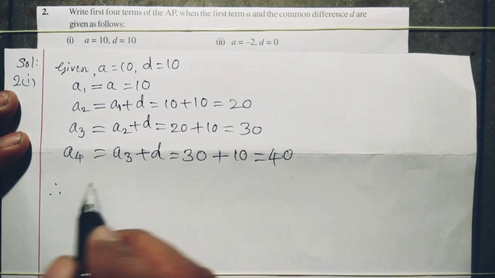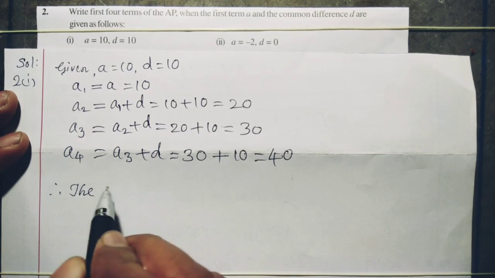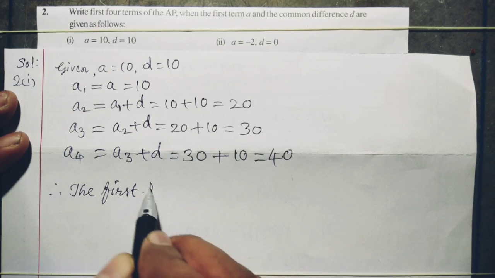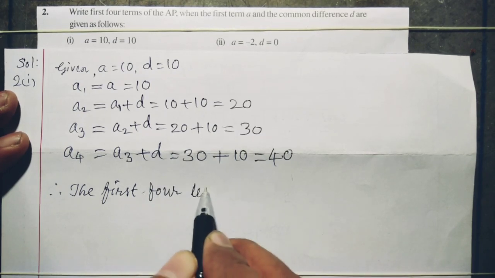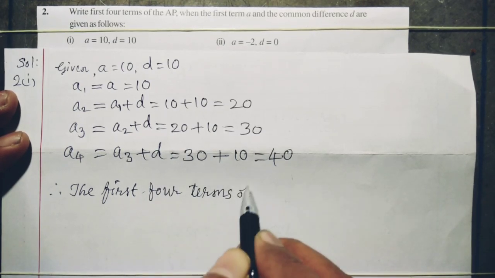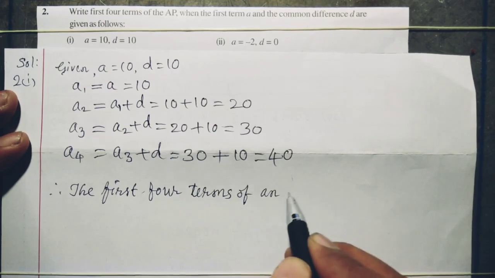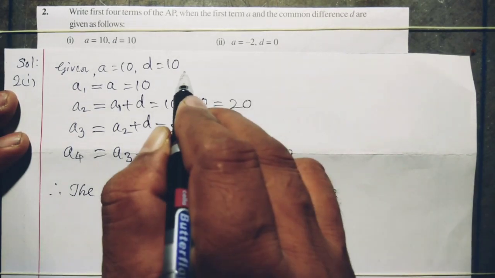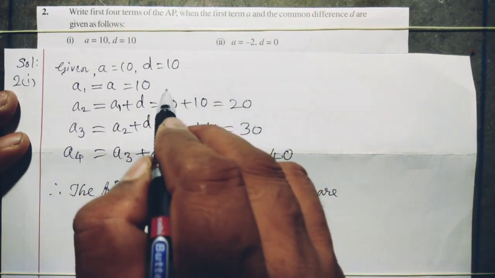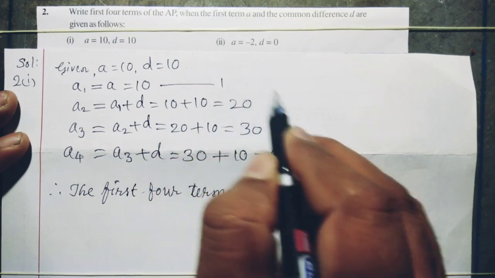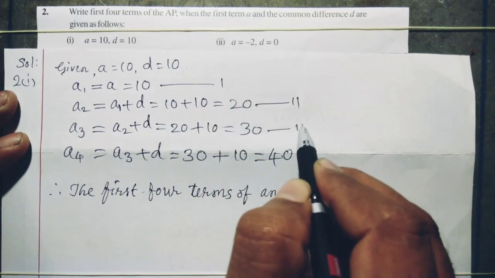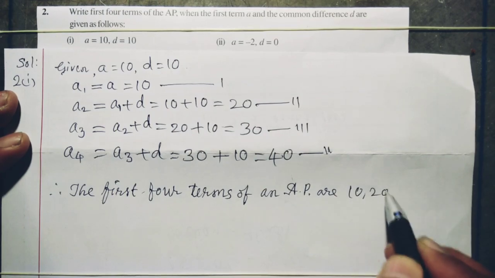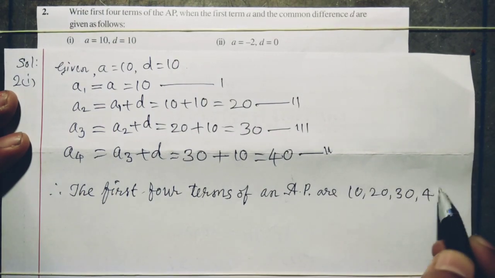Therefore, the first four terms of an AP are: first term, this second, this is third, this is fourth: 10, 20, 30, 40.